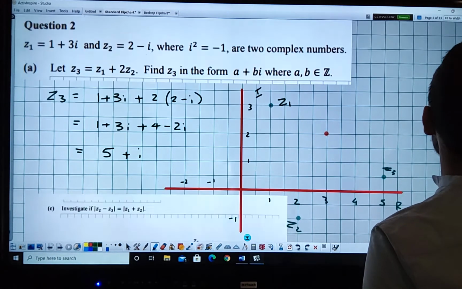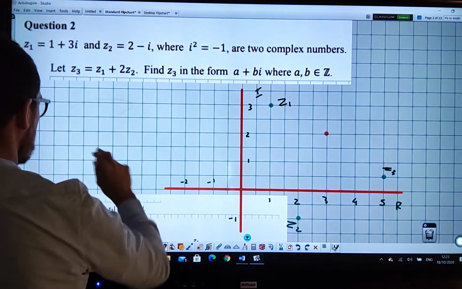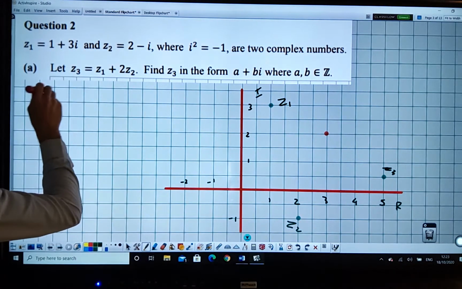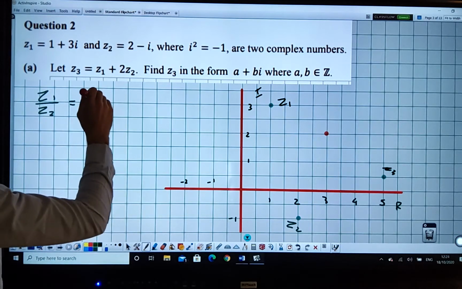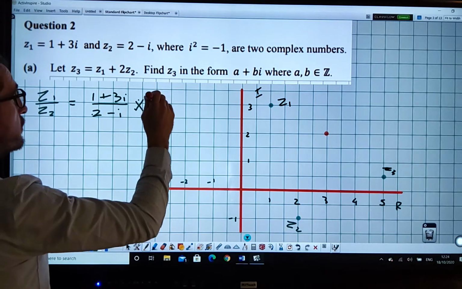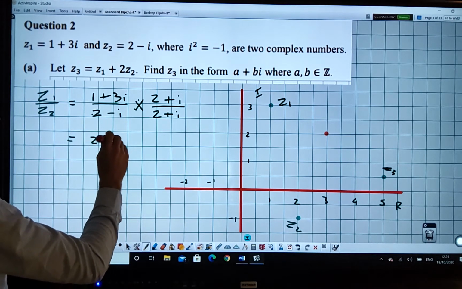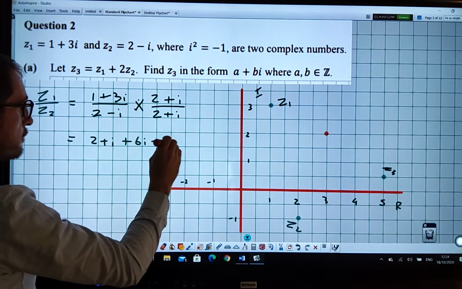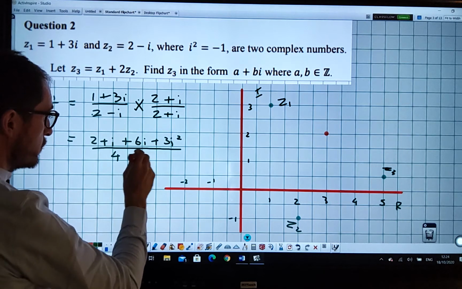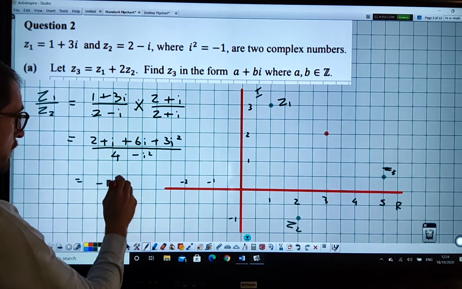So z1 over z2, so we'll just do that now. So the last part of this question was as follows. You were asked to get z1 over z2. So again, you get this every year. 1 plus 3i over 2 minus i. So you multiply it by 2 plus i. So that's going to be 2 plus i plus 6i plus 3i squared. And that's 4 minus 2i plus 2i minus i squared. So that's 2 minus 3, which is minus 1, plus 7i.